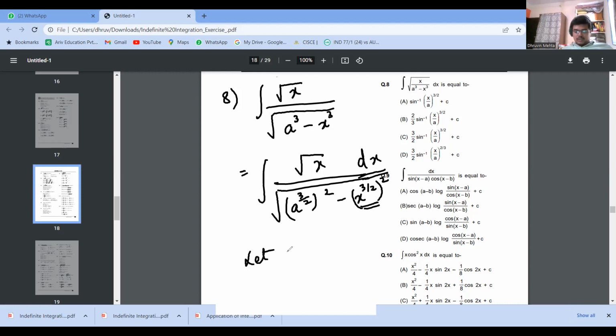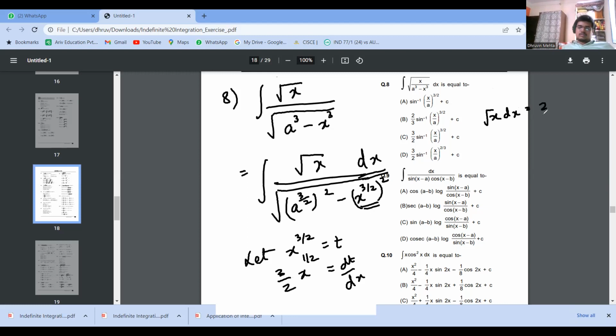So what we'll do is we'll take x raised to 3 by 2 as t. और इसका डेरिवेटिव होगा 3 by 2 x raised to 1 by 2. Yes. So from here we get root x dx is 2 by 3 dt. Are you all following this? Yeah.